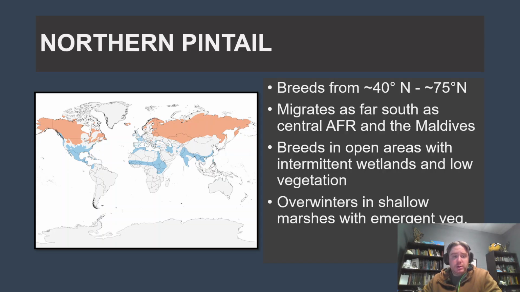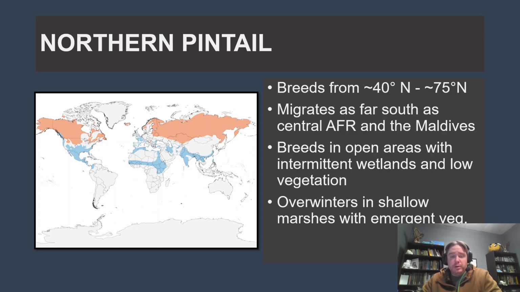They migrate, and they migrate tremendous distances. They migrate as far south as places like Colombia, Venezuela, Central Africa, and the Maldives. So here you've got Colombia and Venezuela, Central Africa. Here's the Maldives, southern India. So they're going sometimes from as far north as the southern extent of the Arctic Circle down to the Maldives. That's crazy. That's a heck of a migration.